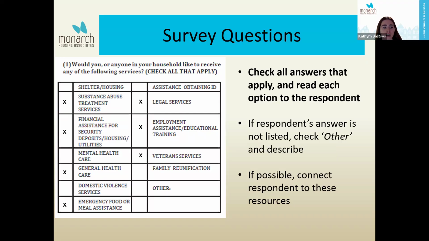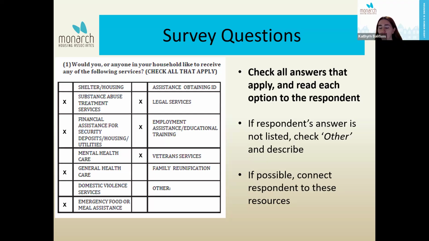There is always a check all option. You can just select them all. So just really want to read through all of the options for any of the questions. If someone says something that's not listed, you're going to put other and then write whatever that was. And then this is where, if possible, we're connecting folks to those resources right away.